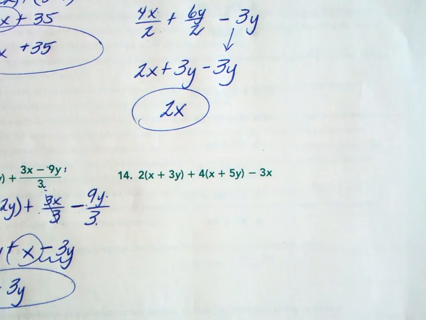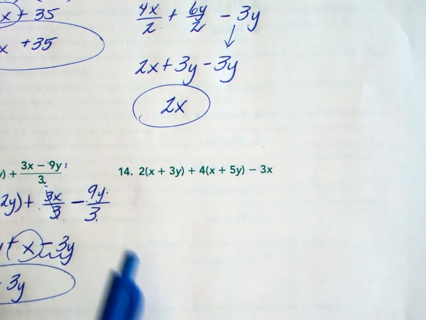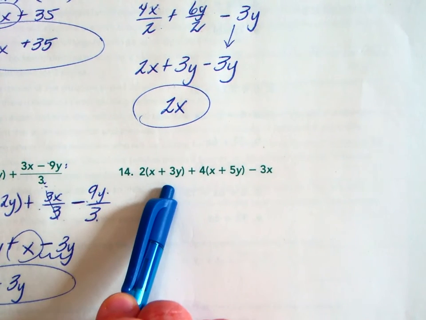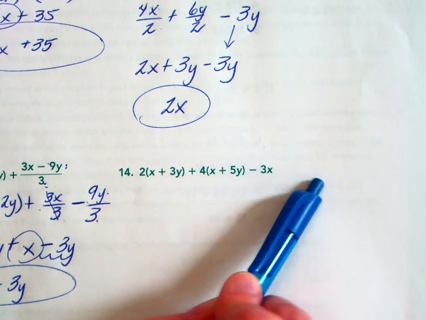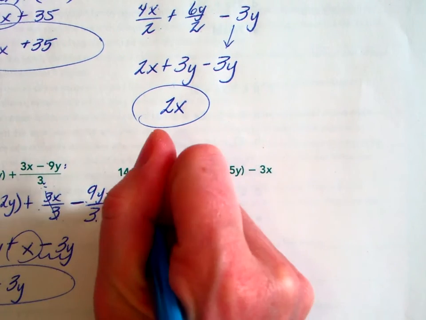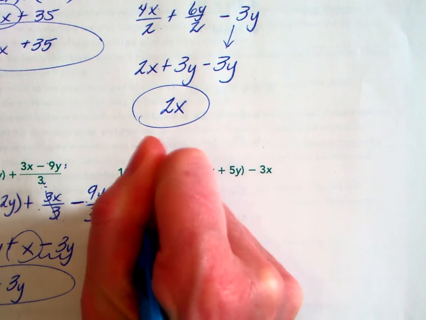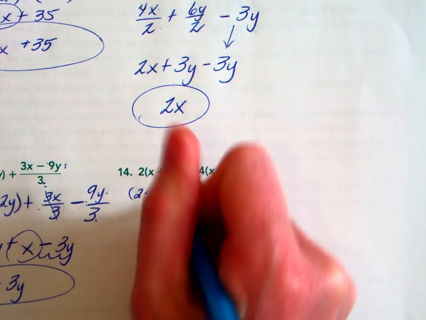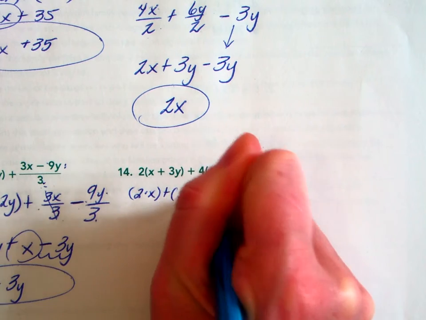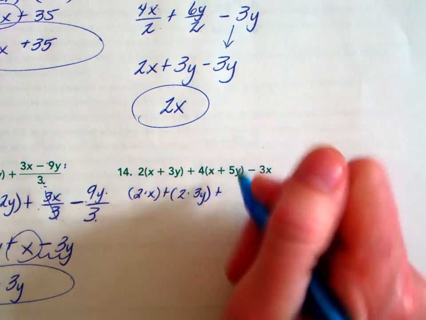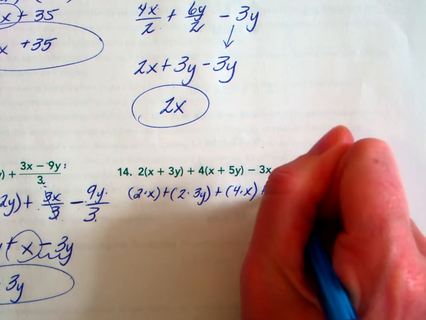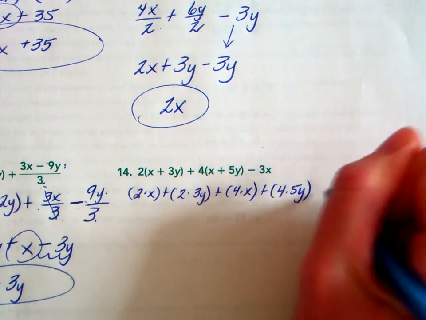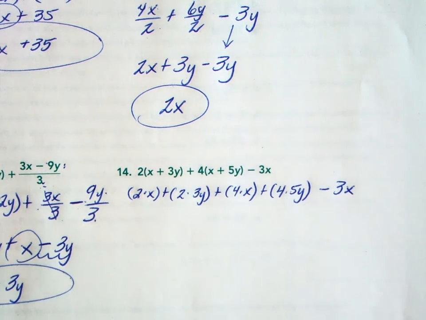Last but not least is number 14. I can see just glancing at it, we've got 2 procedures of distribution here, but don't forget that last term hanging on the end. All right, 2 times x plus, what's next? 2 times 3y plus 4 times x plus 4 times 5y, all subtract 3x.